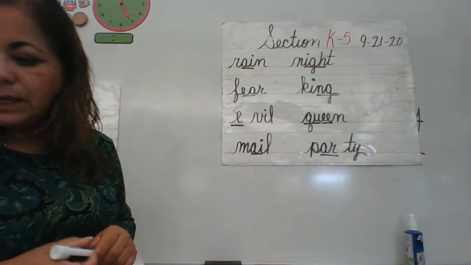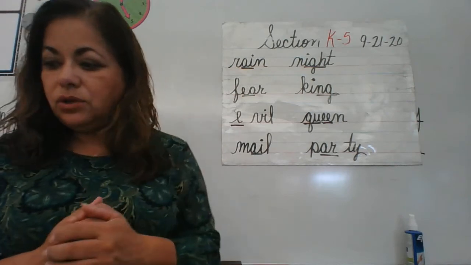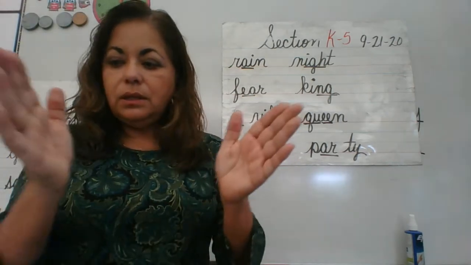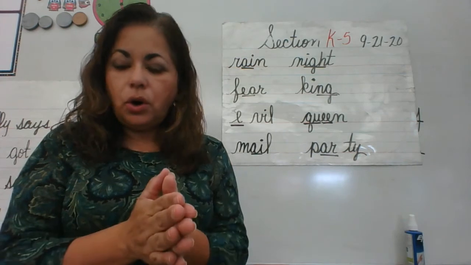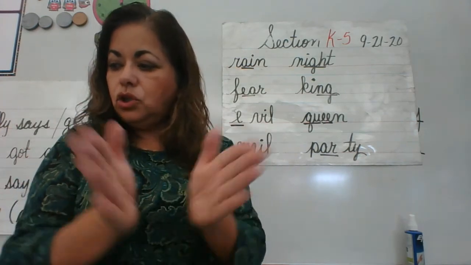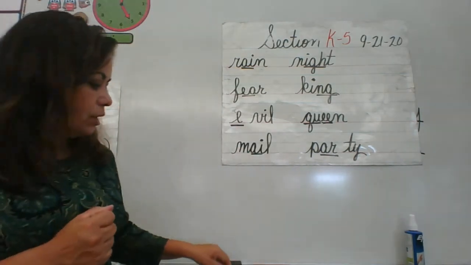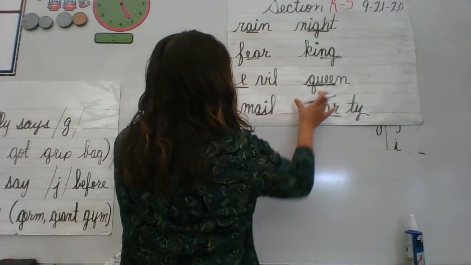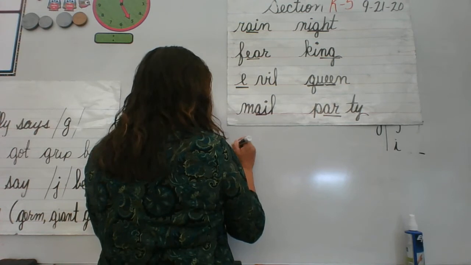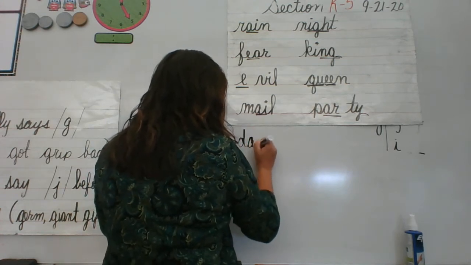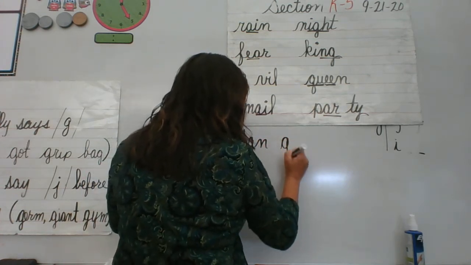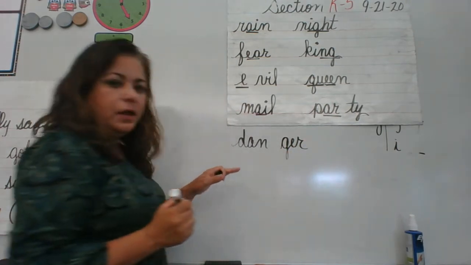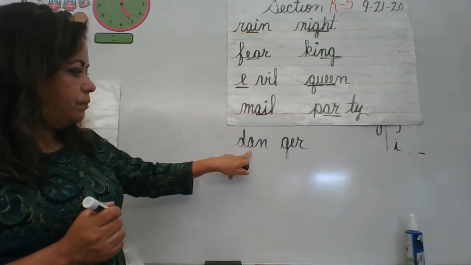Your next word is danger. Danger. Two syllables, and you're going to use the A as in her. All right, your first syllable, we have a vowel.